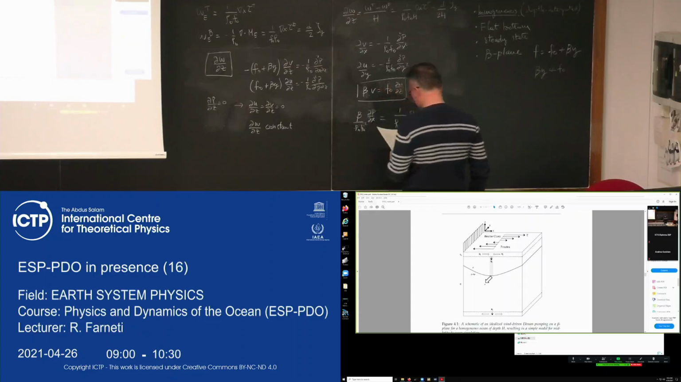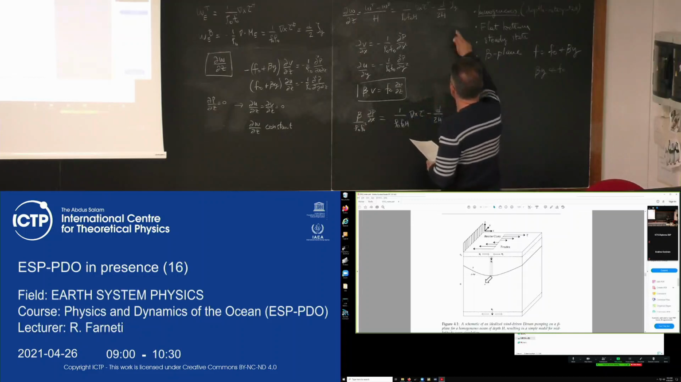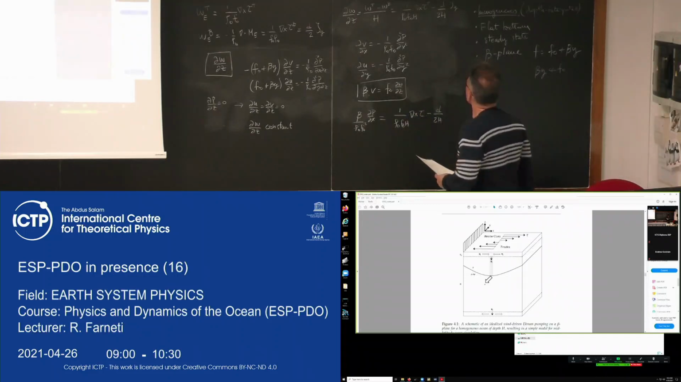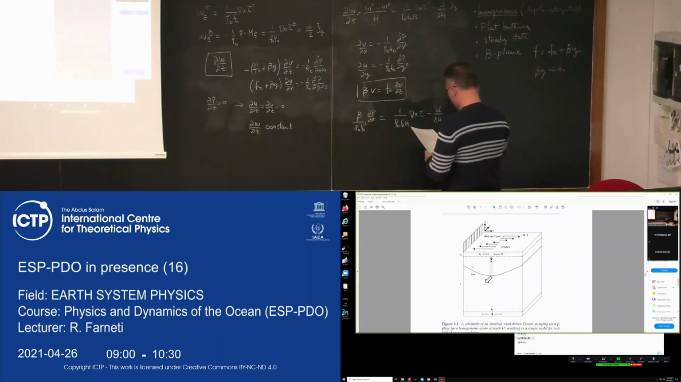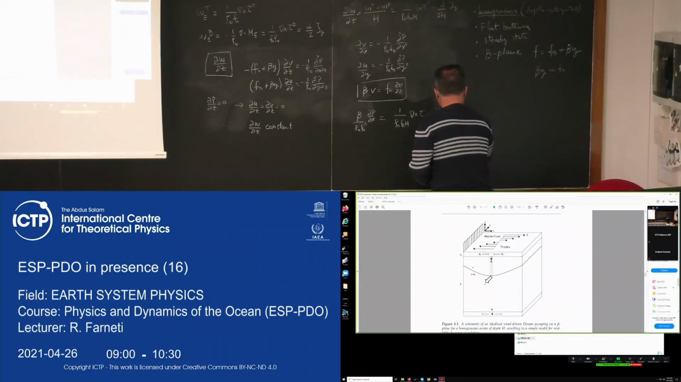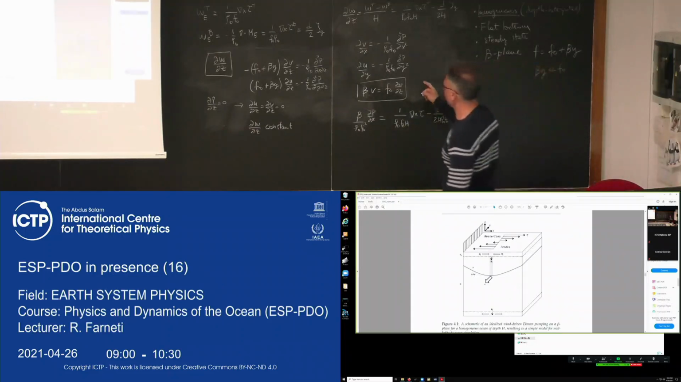curl of tau, minus d, 2 over h, okay, now I see, 2 over h, and then the vorticity of the geostrophic flow, which is this, right? So rho naught f naught. Okay, now I remember why I took the derivatives here.